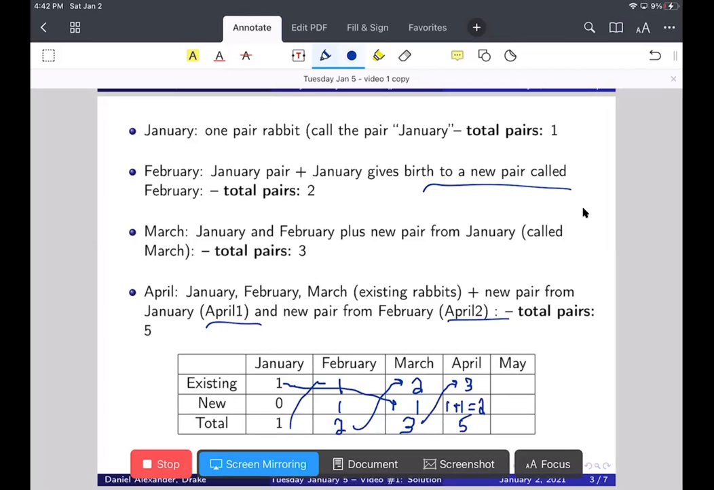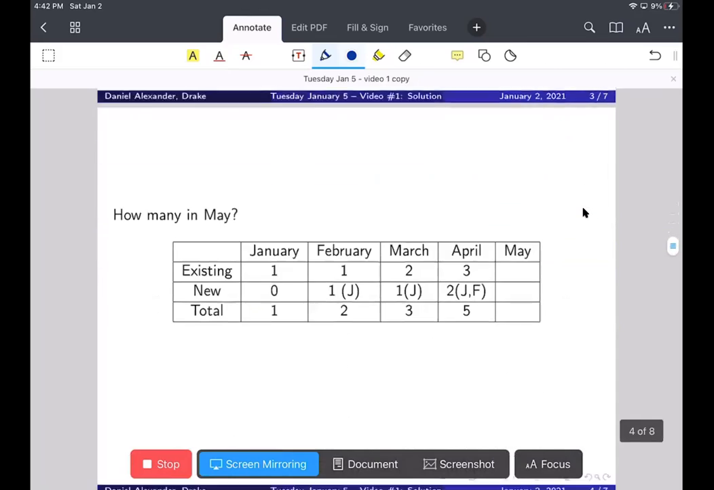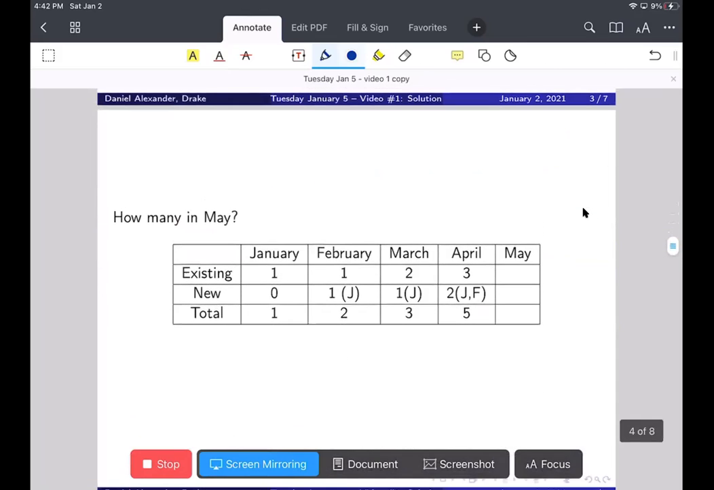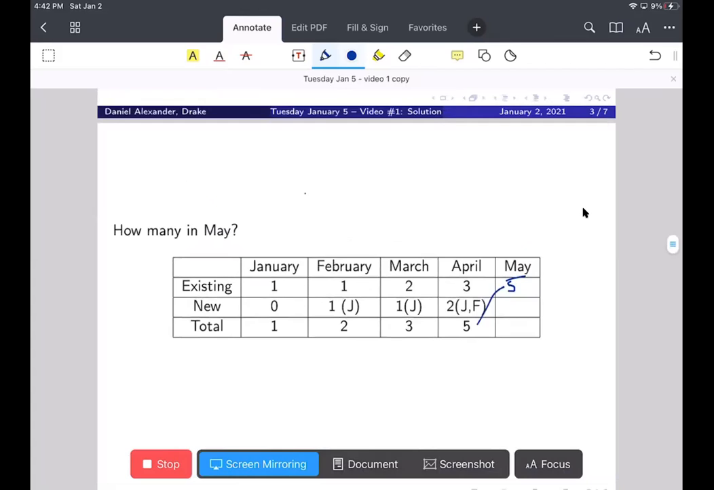I'm going to go right to it, but I think you should pause, maybe think about it for a minute or two, if that long, and then go on. Okay. So hopefully you paused and looked at that. How many were born in May? Well, in May, we have the 5 existing rabbits, and then the new ones. January gives birth, February gives birth, March is now able to give birth, but not April. They have to wait another month. So we get 3 new rabbit pairs here for 8 total.